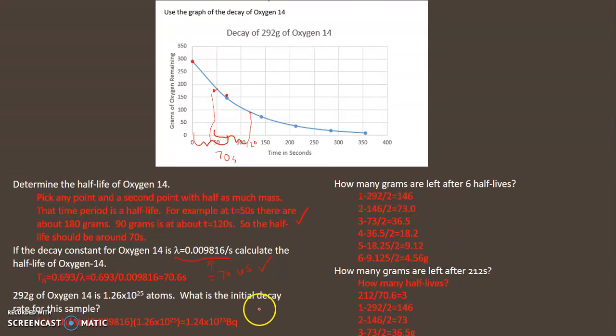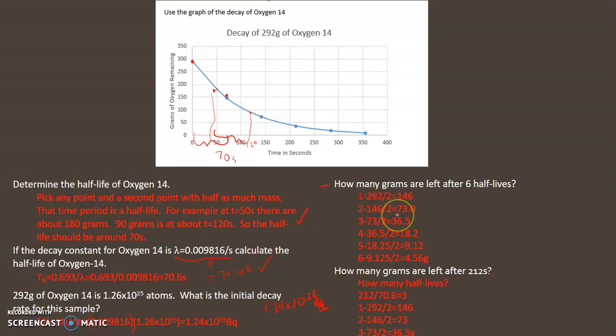Now we have 292 grams of oxygen 14, which is 1.26 times 10 to the 25th atoms. What is the initial decay rate for this sample? So what we're going to use is this formula down here and plug in the decay constant, which was given to us in this part of the problem, and then plug in the number of atoms, which is N, 1.26 times 10 to the 25th, and we should get 1.24 times 10 to the 23rd becquerels.